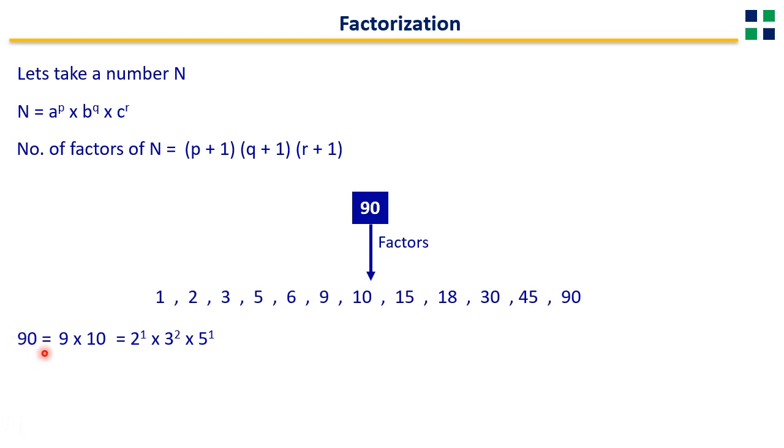So I have factorized the number 90 in the form of a to the power of p into b to the power of q into c to the power of r. So the number of factors of 90 will be equal to p plus 1, that is 1 plus 1, into q plus 1, that is 2 plus 1, into again 1 plus 1. So it is like this, which will come out to be 12. So this is how we can determine the count of number of factors of a particular number.